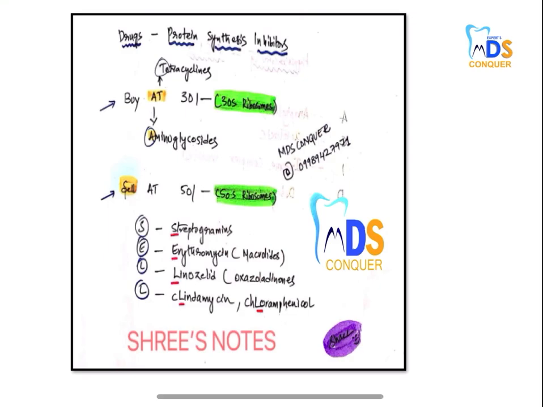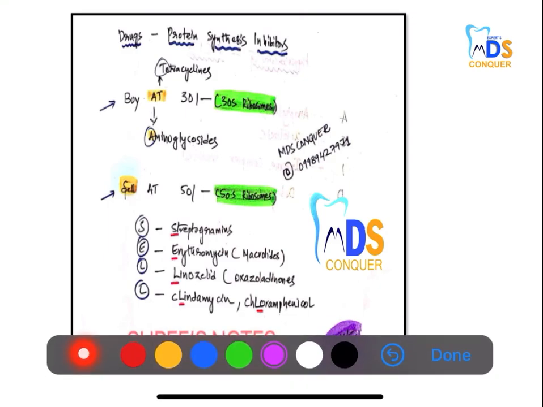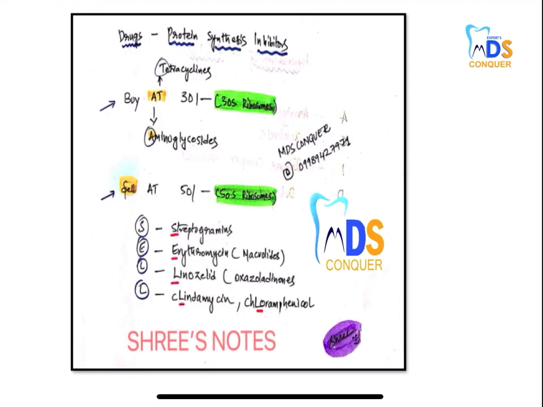Here, if you see, buy at 30 and sell at 50. Tetracyclines and aminoglycosides act at 30S ribosomes, whereas the others act at 50S ribosomes. So streptogramins, erythromycin, linezolid and clindamycin or chloramphenicol act at 50S ribosomes. This is a mnemonic you can just remember.